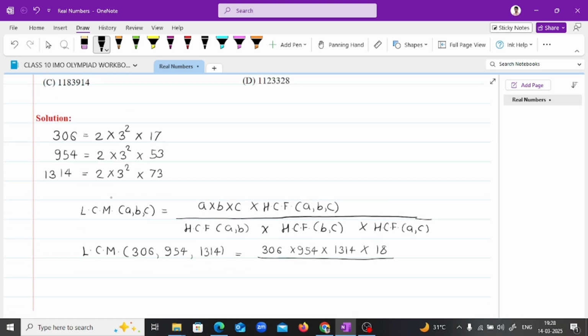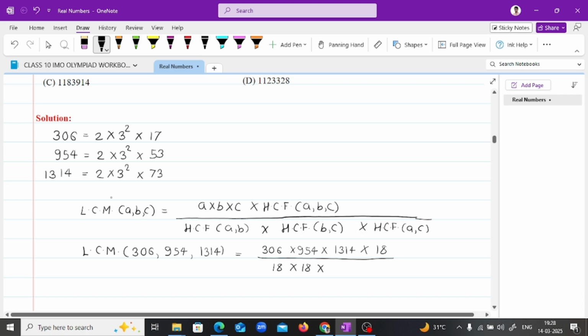HCF of 306 and 954, the highest common factor, is 2 into 3 square, that is 9 into 2, 18. HCF of these two numbers will be again 3 square into 2, meaning 18, and HCF of the first and last number will also be 18, since all these three numbers have the common factor 2 into 3 square. So the HCF of all these three pairs will be 18 into 18 into 18.